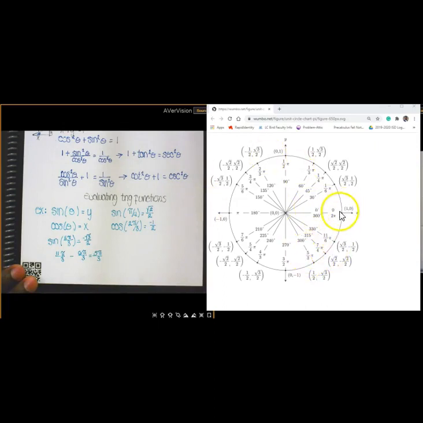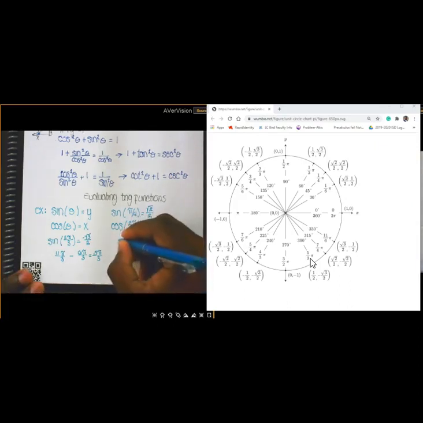So we started at 0. We went all the way around 2 pi, and we kept going, and we finally stopped at 5 pi over 3. That's what 11 pi over 3 is. We just went around a full circle, and we went again and stopped over here.